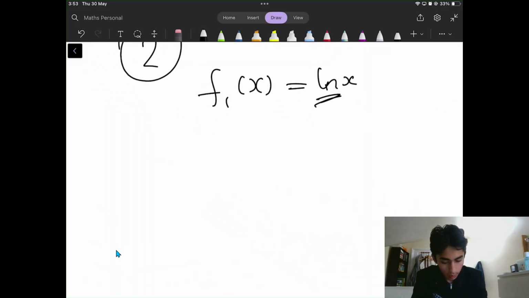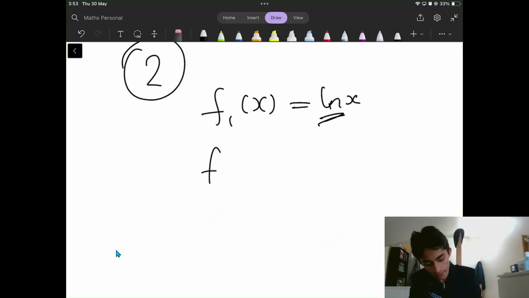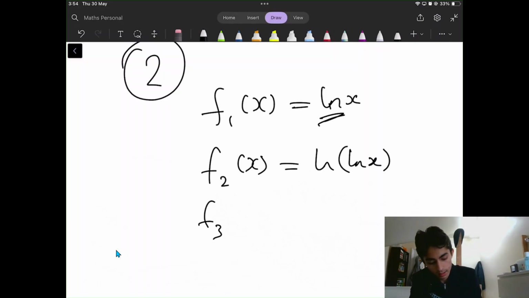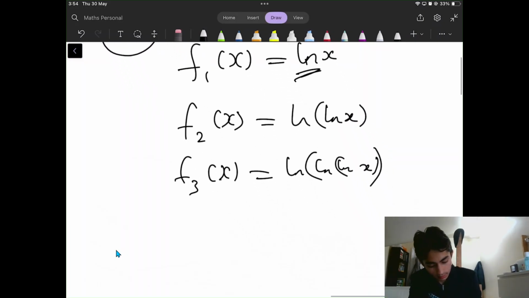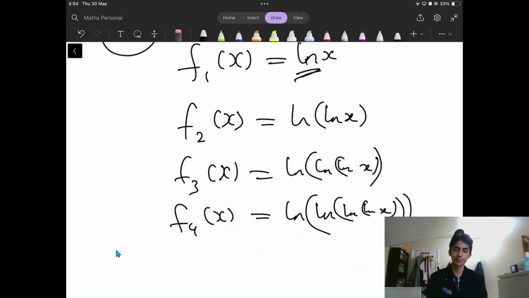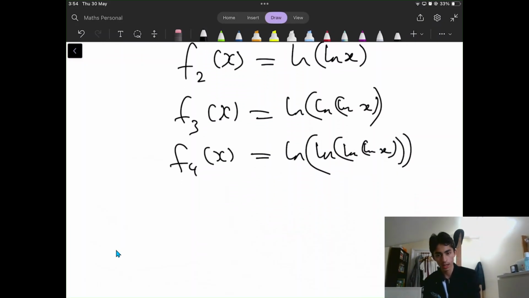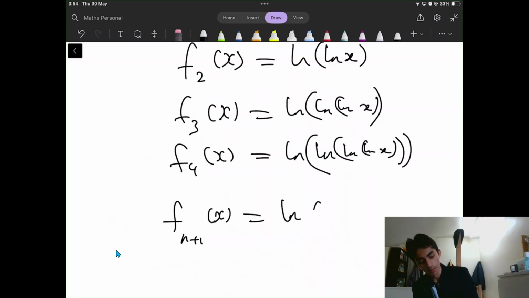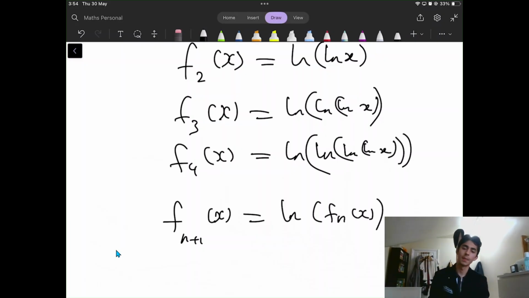Anyway, I've defined f1 of x to be the natural log of x. I've defined f2 to be the natural log of the natural log of x. And f3 to be, well, it's pretty self-explanatory, right? I'm just going to write one more iteration of this: ln, ln, ln, ln x. Too many brackets. Cool, right? That's what I'm defining the function to be. If you want to define it recursively, that's fine. You can write f_(n+1) of x equals the natural log of f_n of x, right? Oh well, that's the natural log for you, I suppose.